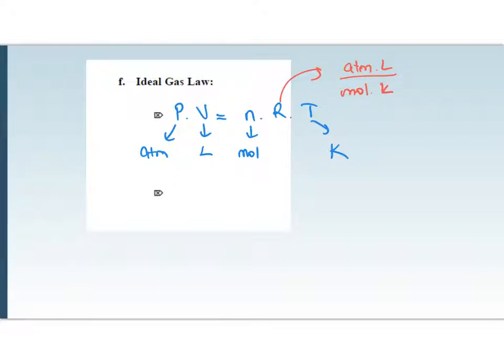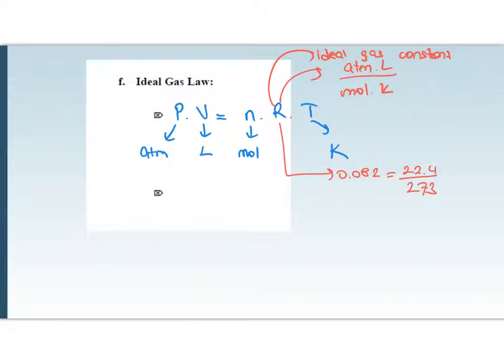So R is the ideal gas constant. So it has a specific value, which is 0.082 or 22.4 over 273. You're going to decide which R value that you should use according to the problem.